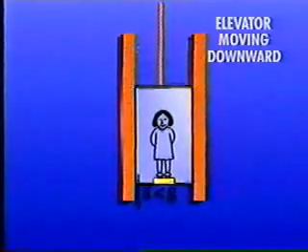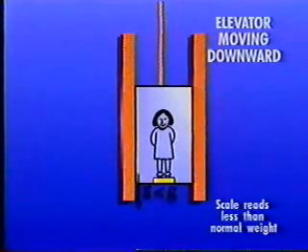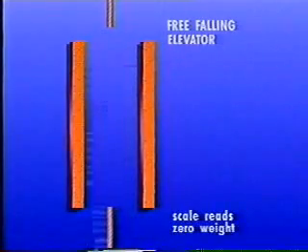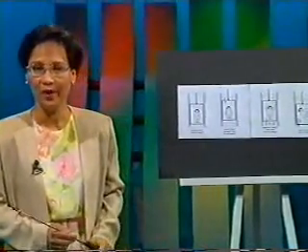If the elevator accelerates downward, the support force of the floor of the elevator is now less, and the spring inside the scale would be less compressed, hence your weight reading would decrease. And so we have here apparent weight less than normal weight. And finally, if the elevator cable breaks and the elevator falls freely, the reading on the scale would register 0. According to the reading, you would be weightless.